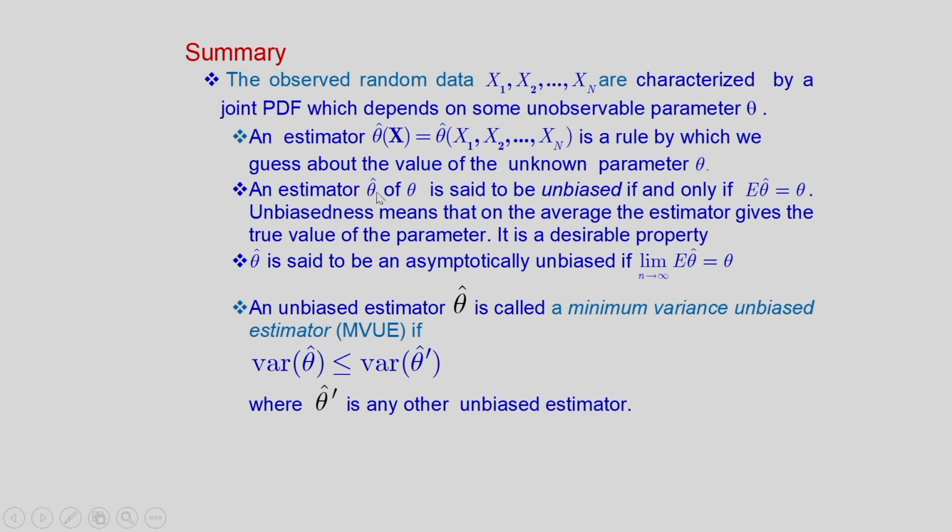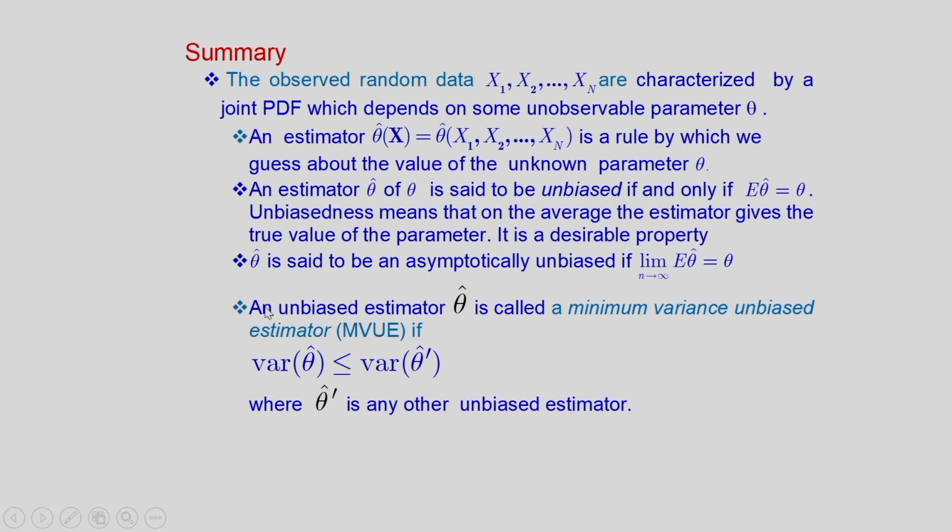We introduced what is an unbiased estimator. An estimator theta hat of theta is said to be unbiased if and only if E of theta hat is equal to theta. Unbiasedness means that on the average the estimator gives the true value of the parameter. It is a desirable property. Theta hat is said to be asymptotically unbiased if the limit of E of theta hat as n tends to infinity is equal to theta.